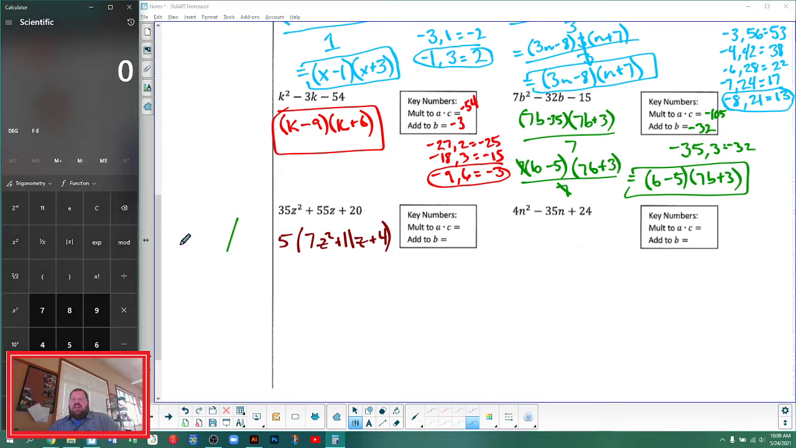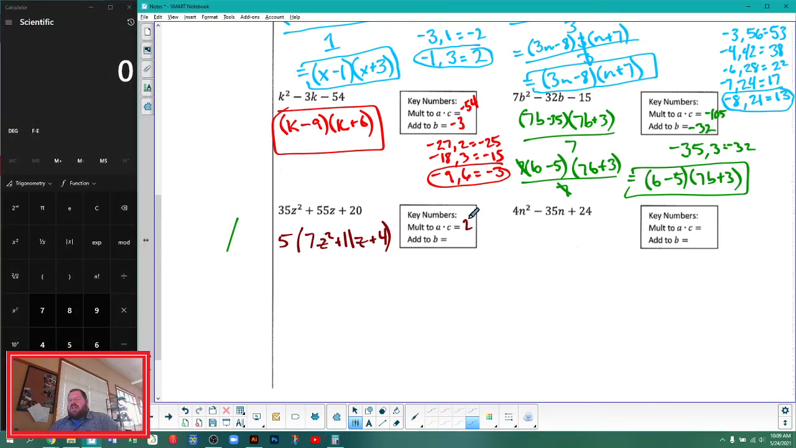But I don't want to look for things that multiply to give me 700. I'd rather look at things that multiply to give me 7 times 4, which is 28, and that add up to 11. That's a lot better.